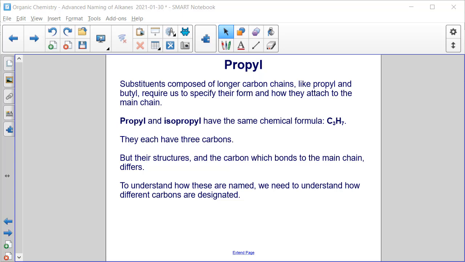All right, let's start with our next substituent, propyl. Substituents composed of longer carbon chains, so beyond just one or two, so things like propyl and butyl, require us to specify their form and how they attach to the main chain. Propyl and isopropyl have the same chemical formula, C3H7. They each have 3 carbons, but their structures and the carbon which bonds to the main chain differs. To understand how these are named, we need to understand how different carbons are designated.